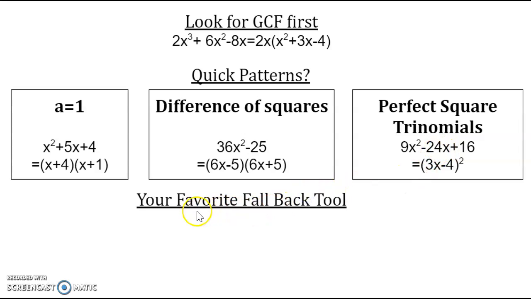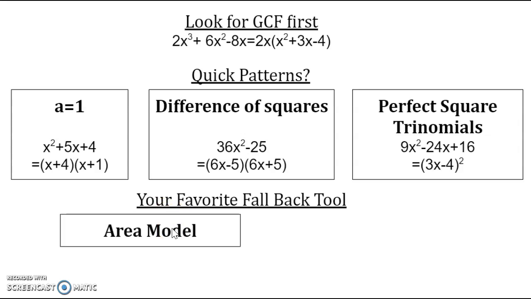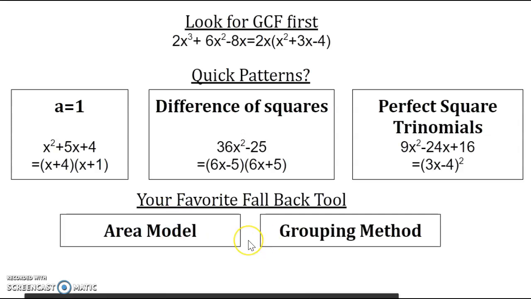And then finally, when your quadratic does not fall into any of the three, that means you just need to do it the old-fashioned way. Okay, so you can choose either the area model or the grouping method, but whichever method you choose, you should be very good at it. Just choose one and become very fluent with it without making any error.